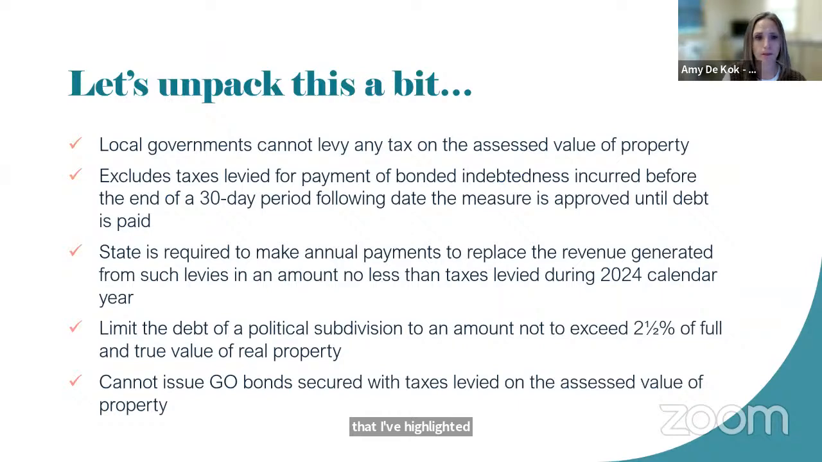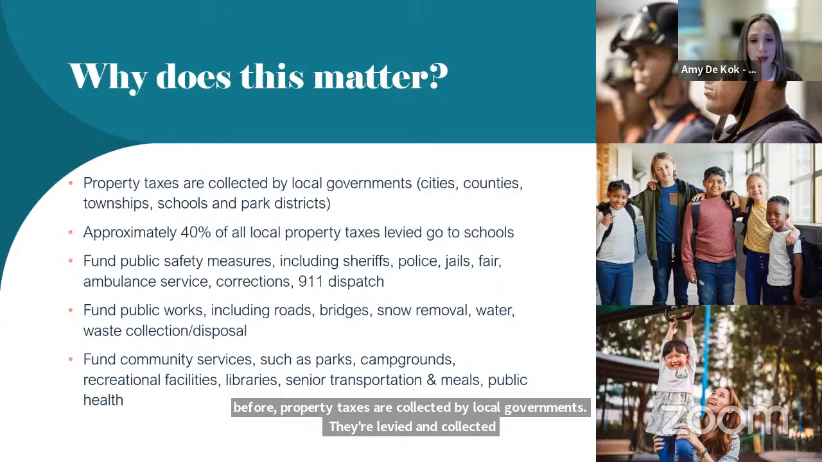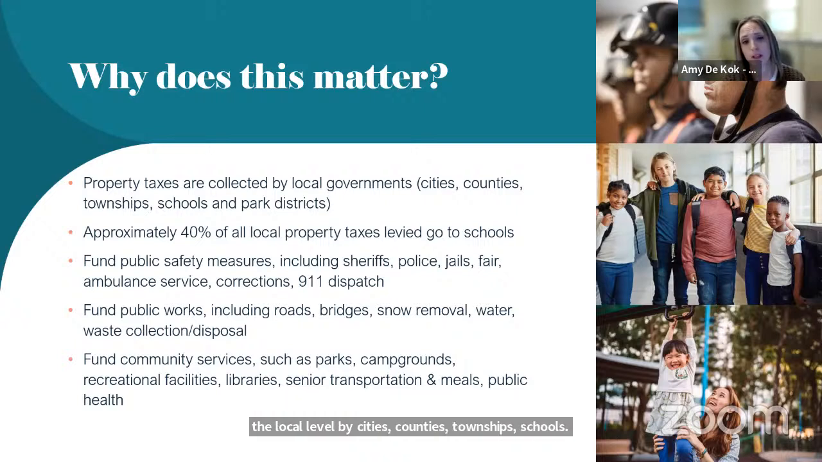So why does this all matter to us? As I mentioned before, property taxes are levied and collected at the local level by cities, counties, townships, schools, and park districts. The big deal for schools is that approximately 40% of all local property taxes that are levied go to schools. So it's a good portion of all property taxes that are levied that go to support public education in North Dakota.